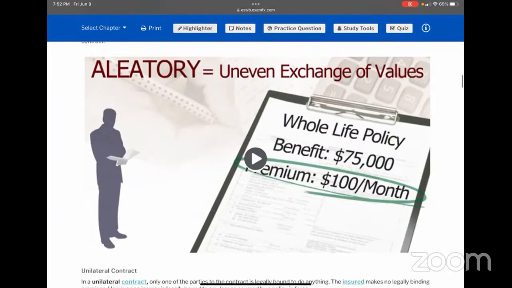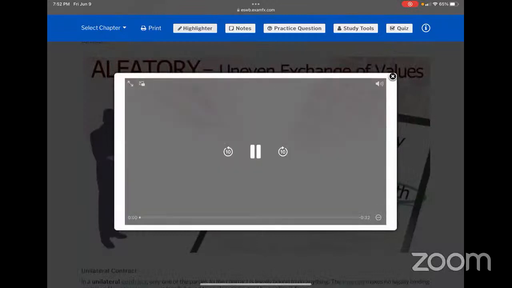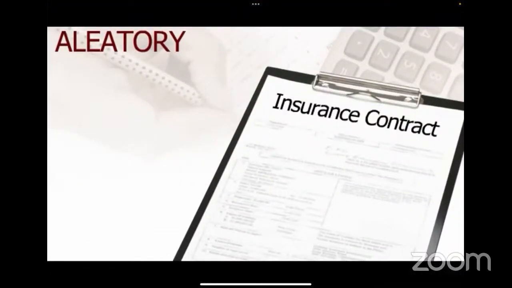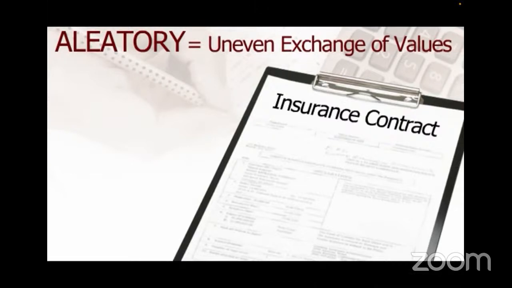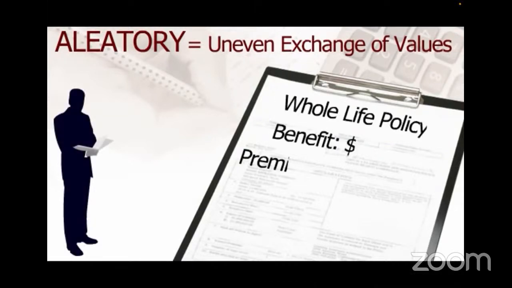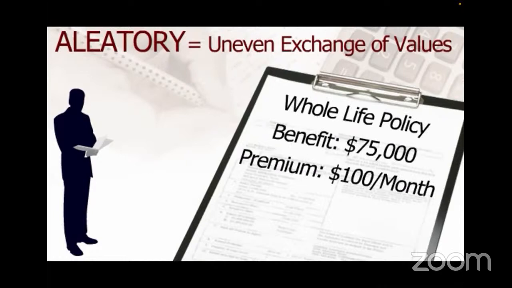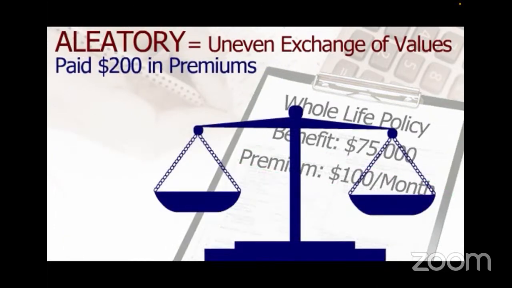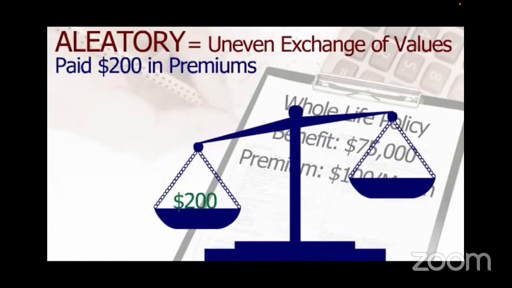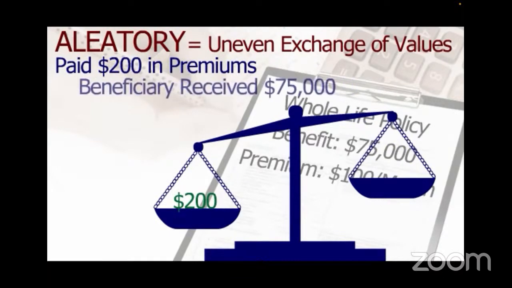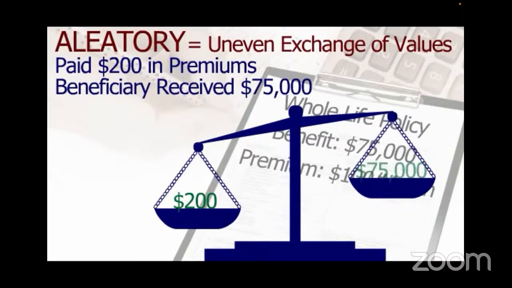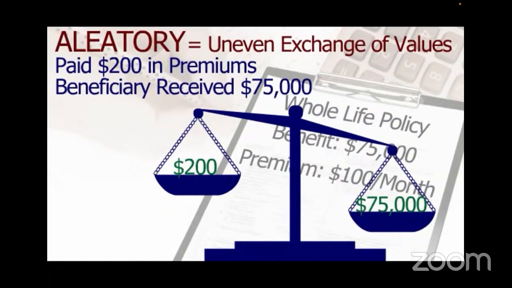All right, so let's look at this real quick. An insurance contract is aleatory in nature, which means there is an uneven exchange of values. For instance, Bob purchases a $75,000 whole life policy in January. His monthly premium is $100. In March, after paying only 2 months' premium, or $200 total, he is tragically killed in a skiing accident. Bob's beneficiary will receive $75,000, a mere $200 in exchange for $75,000. That's definitely not equal. Dadgummit, somebody should have switched Bob over to term.